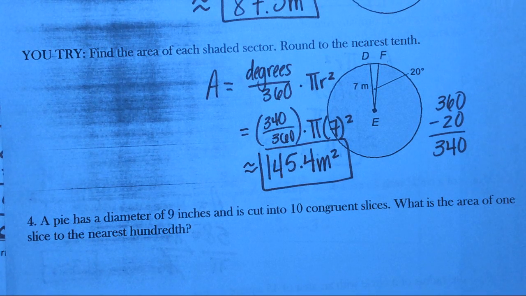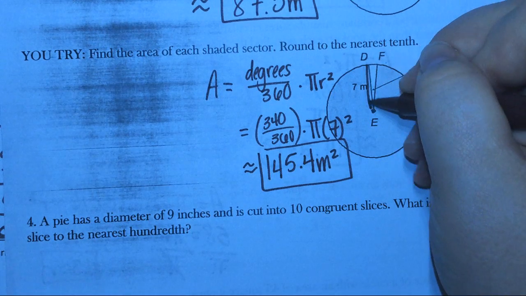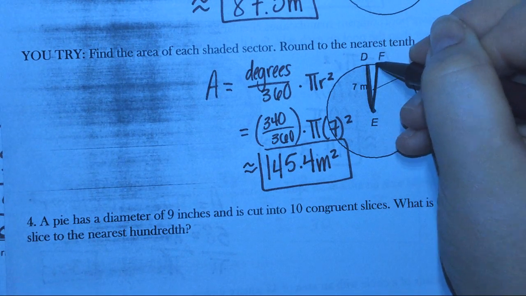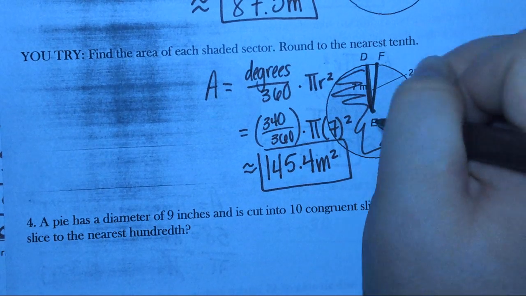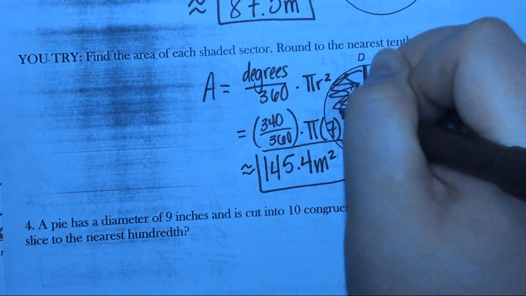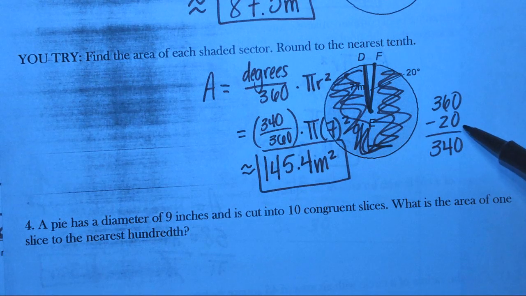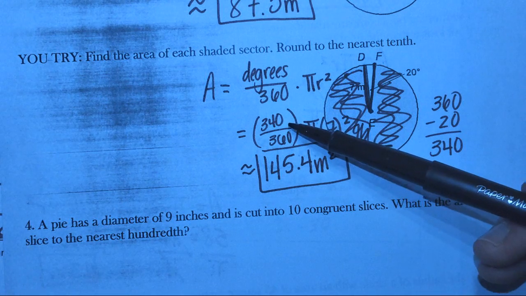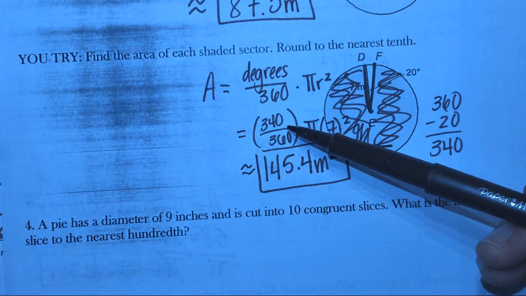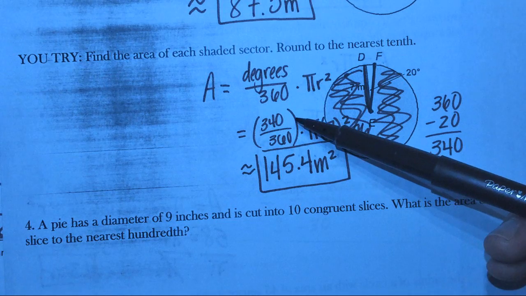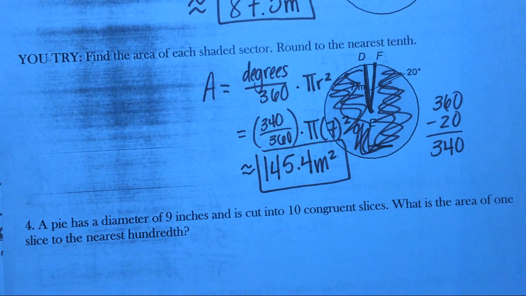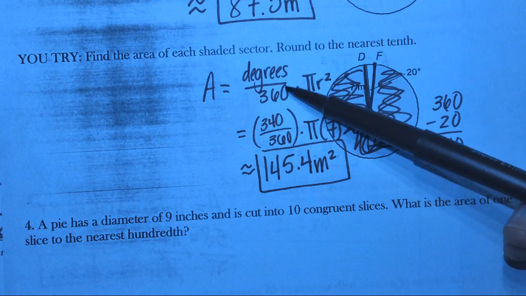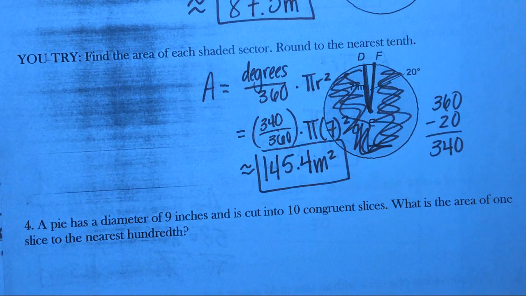So what is awesome about the sector formula is it's easy to use. To make it a little complicated, notice that we were given what was going to be left. They were leaving us 20 degrees and taking out the rest. So we needed to figure out the degrees of the shaded portion. I did 360 minus 20 and got 340. I plugged the 340 into my formula, not the 20. You have to pay attention to whether they gave you the shaded or the not shaded. When you plug that in, you get 145.4. Other than potentially messing up and plugging in a 20, are there any questions about that one?